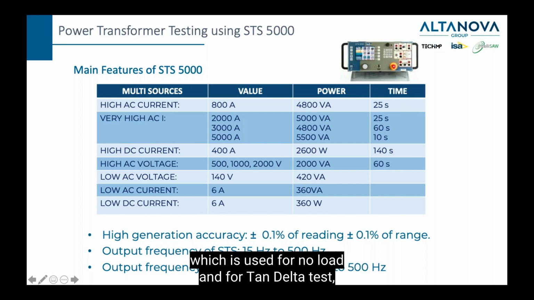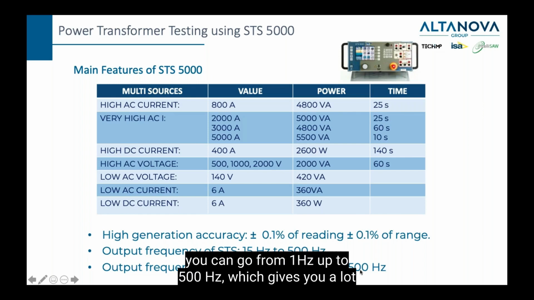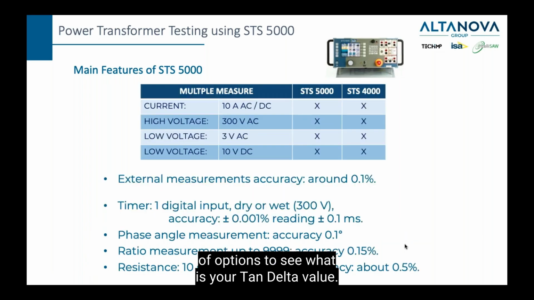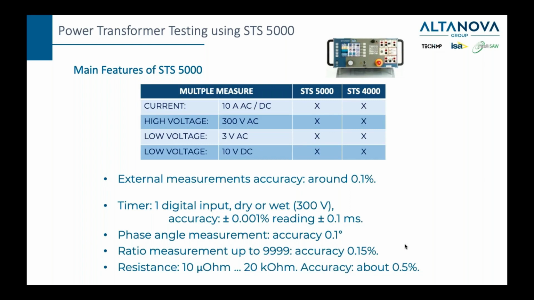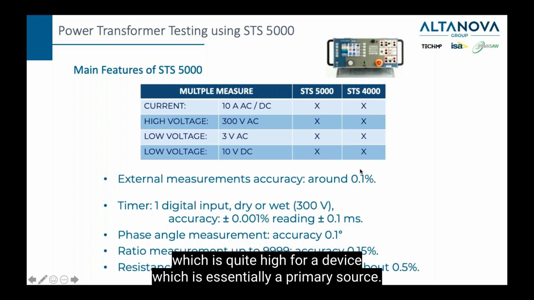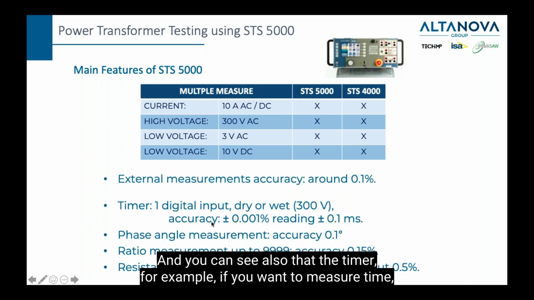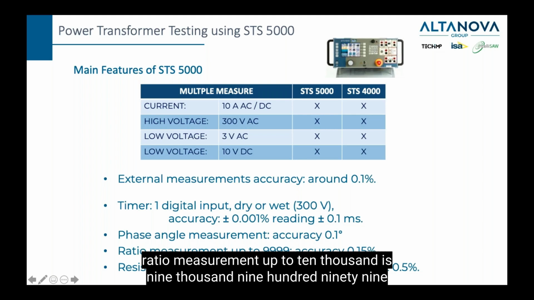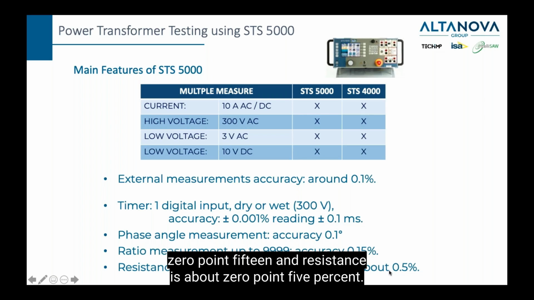For TD, which is used for no load and for tan delta test, you can go from 1 hertz up to 500 hertz, which gives you a lot of options to see what your tan delta value is. And when we talk about accuracy of measurement, it is more or less around 0.1%, which is quite high for a device which is essentially a primary source. And you can see also that the timer, for example, if you want to measure time, has even higher accuracy. Phase angle measurement has 0.1 degrees. Ratio measurement up to 10,000, or 9,999, 0.15%, and resistance is about 0.5%.